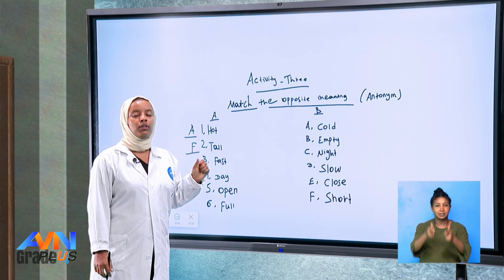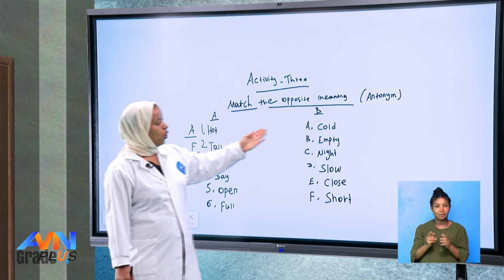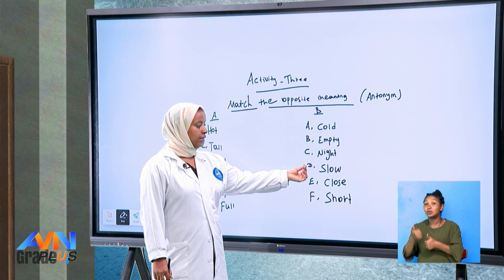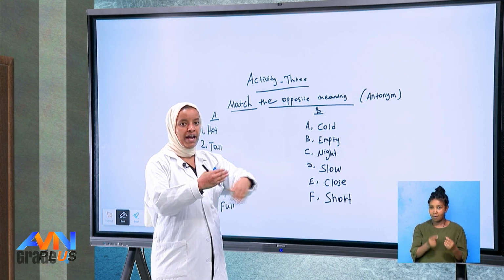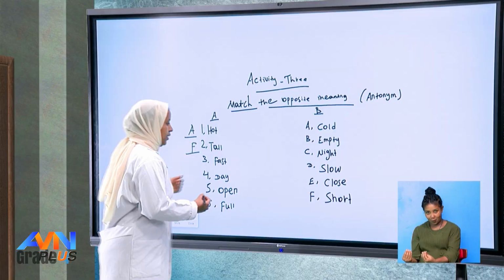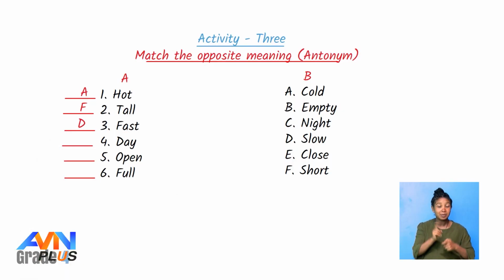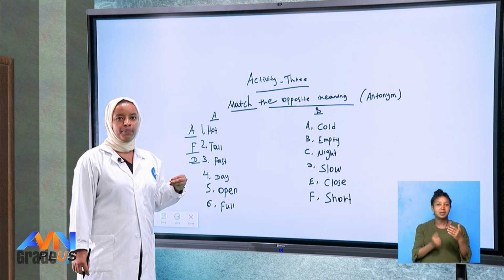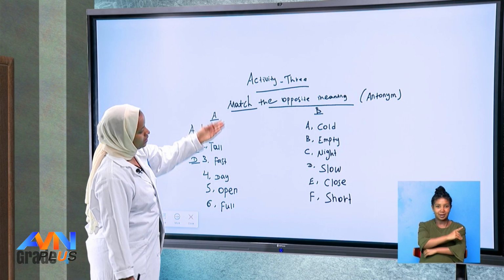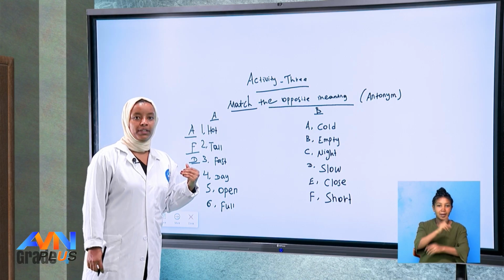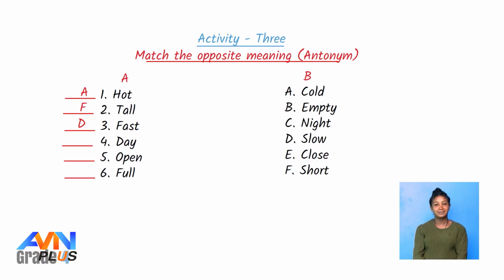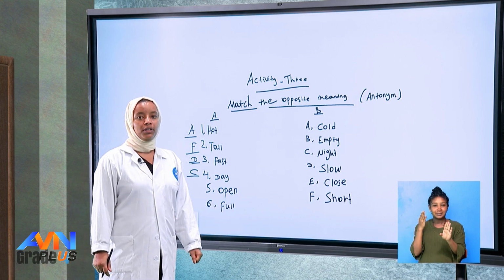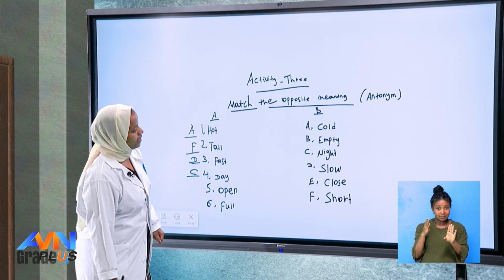Here is question number 3, fast. The choices are cold, empty, night, slow, close, short. Here is slow. Fast, slow. Here is the meaning D. The next is day. The opposite of day is night. C. Open, close.